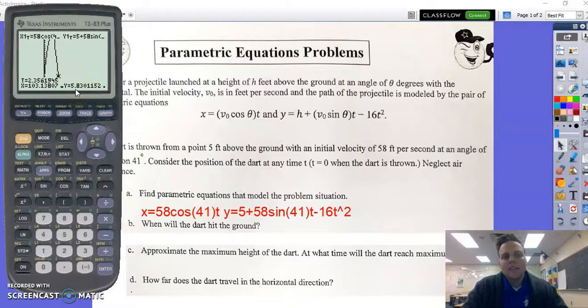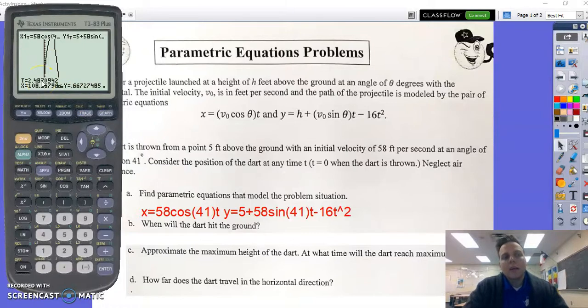Now, these calculators are a little bit on the older side. We're not going to get an exact y equals 0 point, but we can get it pretty close. See how this is y equals 0.667, and my next point is -5. So that means y equaling 0 happens somewhere between those two. And the question was, when will the dart hit the ground? So I'm looking for the time that it hit the ground.